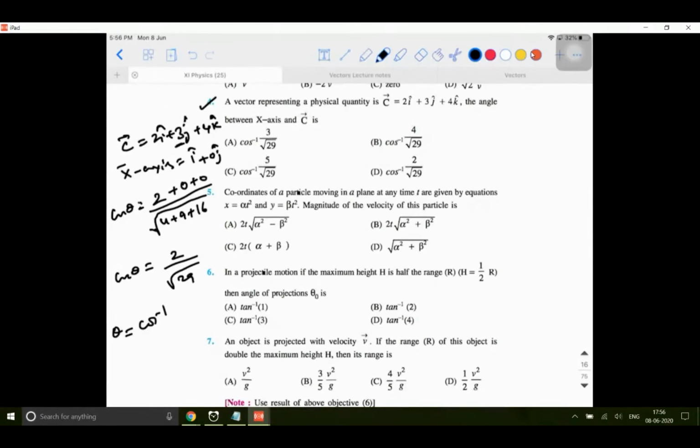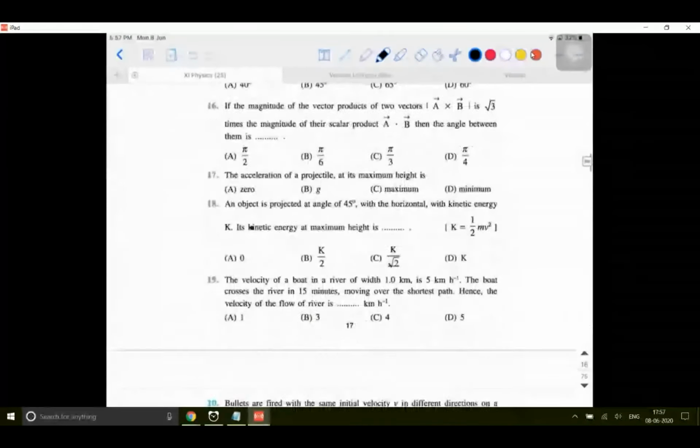Anyways, I have not introduced this, we will see it later. You read it like this, theta is equal to cos inverse of 2 divided by root 29. Make a note of it. So theta is equal to cos inverse of 2 divided by root 29. So this is a simple problem again.